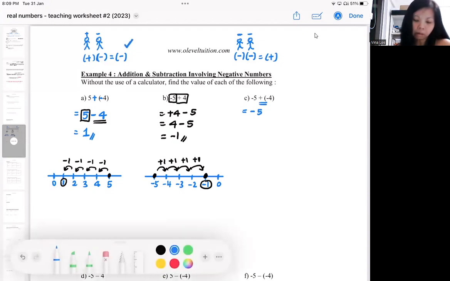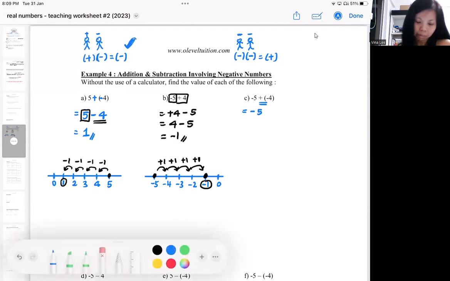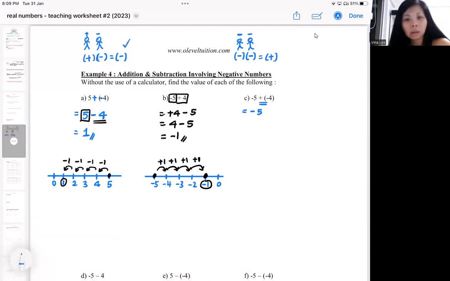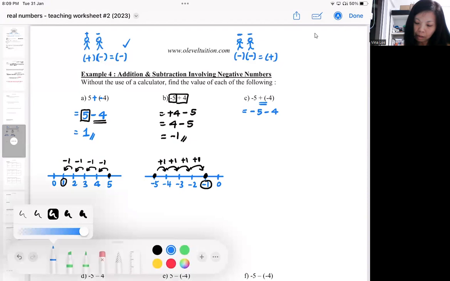Okay, so can you see? The plus minus is the positive and the negative guy meeting each other. So when positive and negative meet each other, it will get a -4. Then you can use the number line to process.